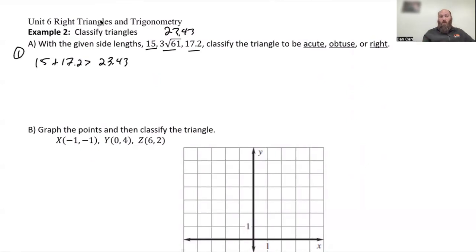We're always going to do this as step one. That comes out to 32.2, greater than 23.43. That means, yes, it's a triangle.